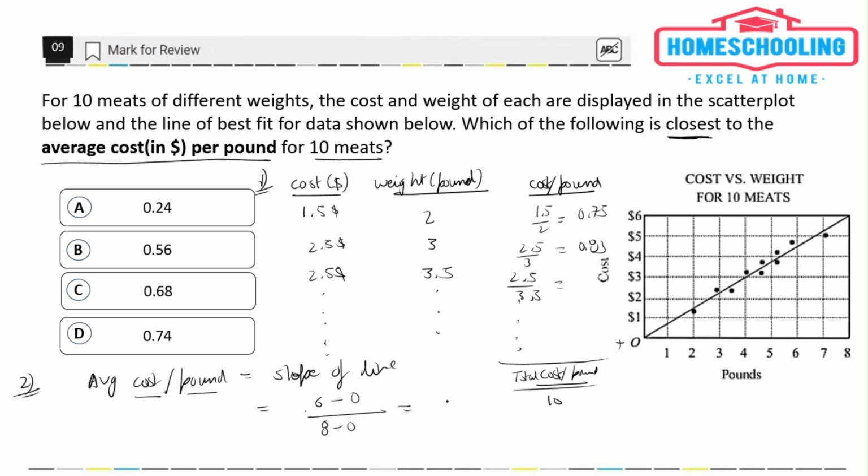So by using the slope of line formula, it will be 6 by 8, so 3 by 4, that is going to be 0.75. And we have to find the approximate, that is the closest, average cost per pound. So it is almost equal to 0.75, and the nearest value is 0.74. So option D is your correct answer.